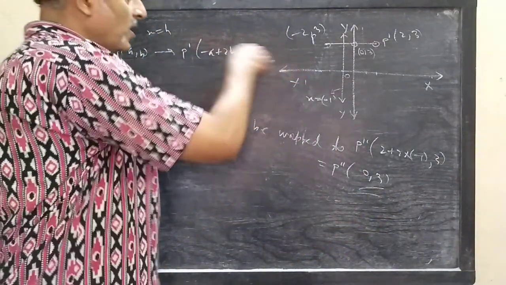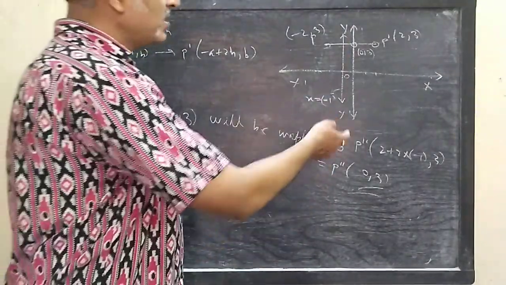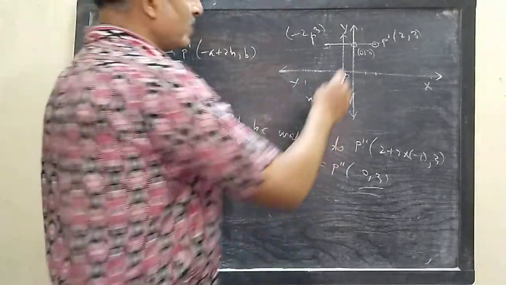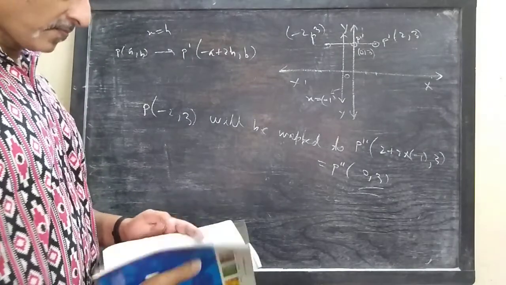So when the point P minus 2, 3 is reflected in the line x equals to minus 1, then its image will be formed at, say, P double dash. This is 0, 3. Okay.